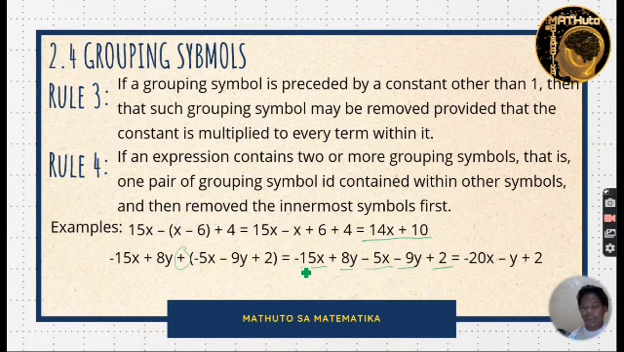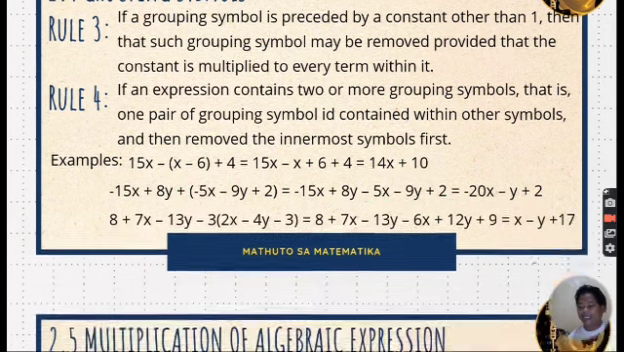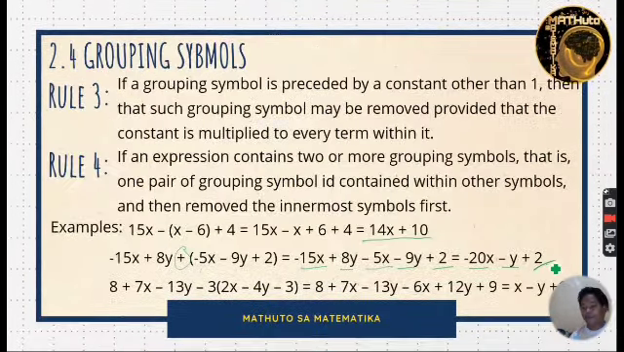So, add like terms. Negative 15x plus negative 5x is negative 20x. Positive 8y minus 9y is negative y since 9 is greater than 8 and 9 is negative. Plus 2 po. So, ito po.